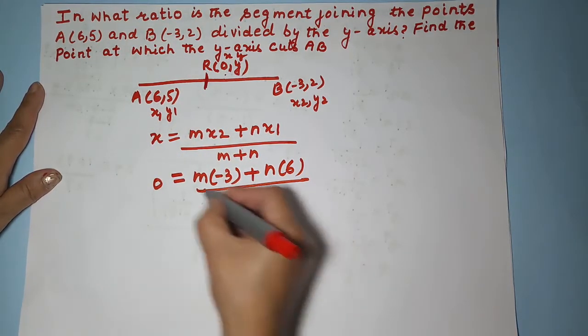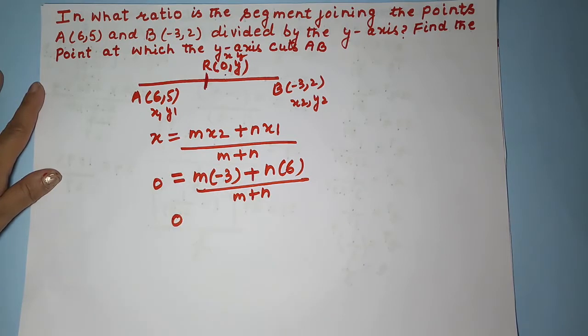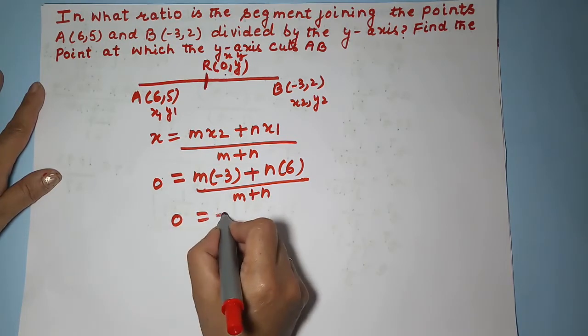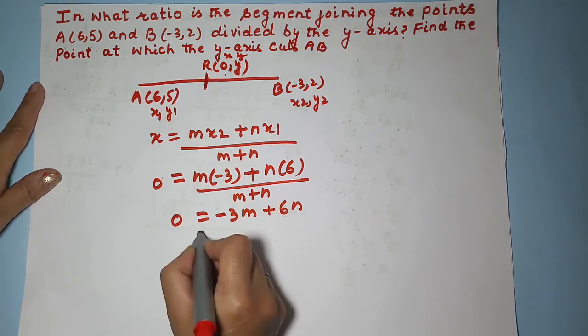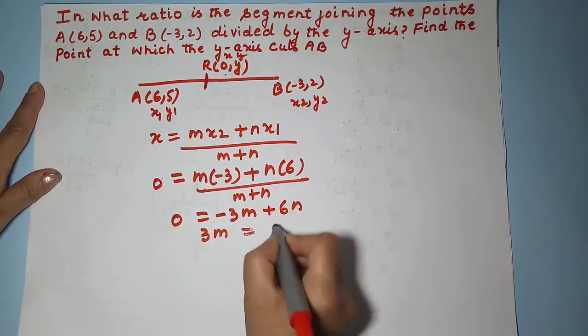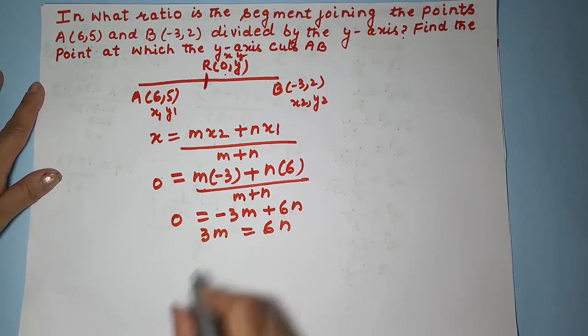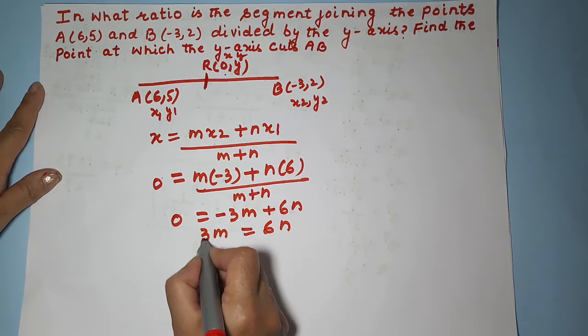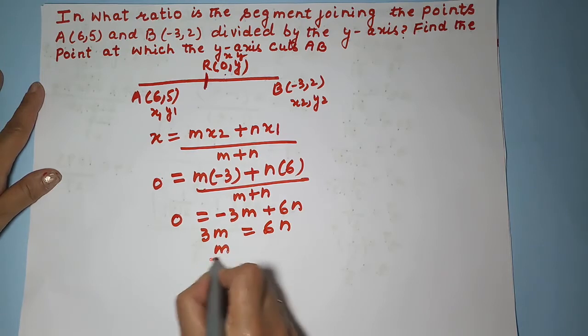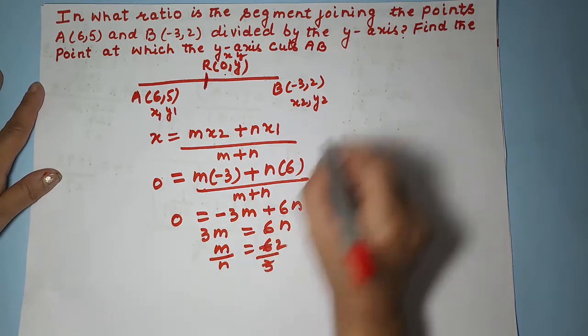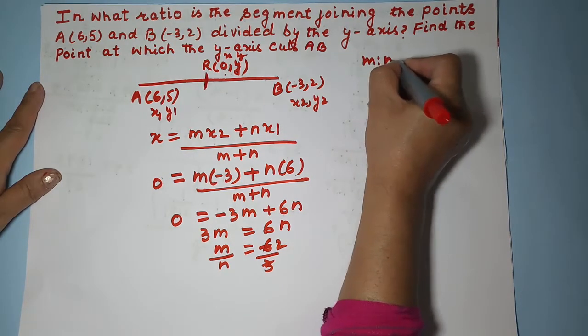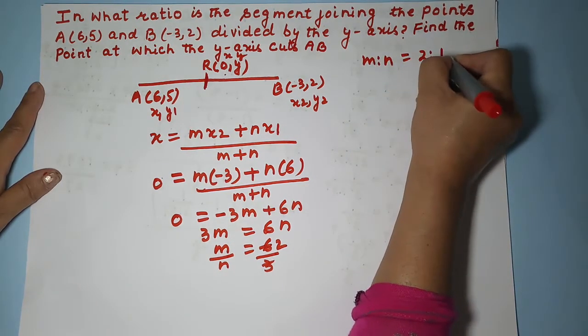Now see, this will go here by cross multiplication. I got 0 here, equal to minus 3m plus 6n. Now I can shift this 3m to this side and here I have 6n. Now this n will come here and this 3 will go here. So I will have m upon n equal to 6 upon 3. 3 2s are 6. I got the ratio m is to n as 2 is to 1.